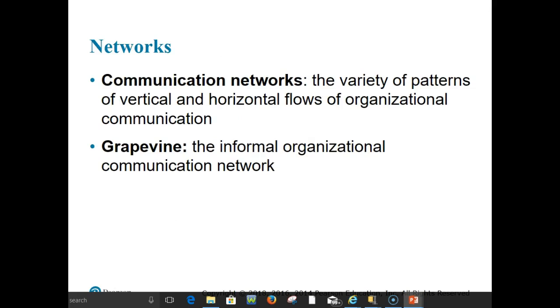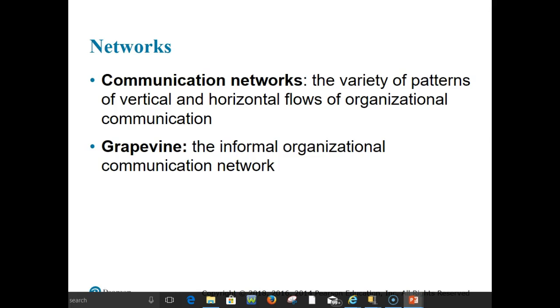So the vertical and horizontal flows of organizational communication can be combined into a variety of patterns called communication networks. Okay. In the chain network, communication flows according to the formal chain of command, both downward and upward. The wheel network represents communication flowing between a clearly identifiable and strong leader and others in a work group or team. The leader serves as the hub through whom all communication passes. Finally, in the all-channel network, communication flows freely among all members of a work team.